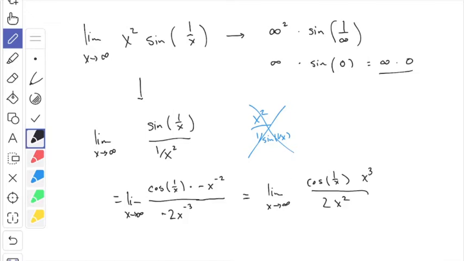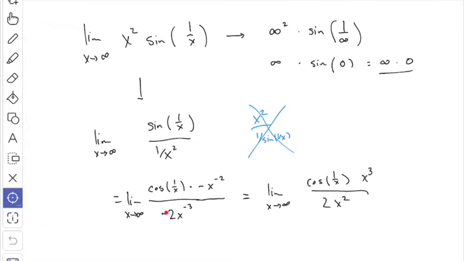Yes? Because there used to be a 2 over here. Does that 2 have to go off with that x? No, because, all right.